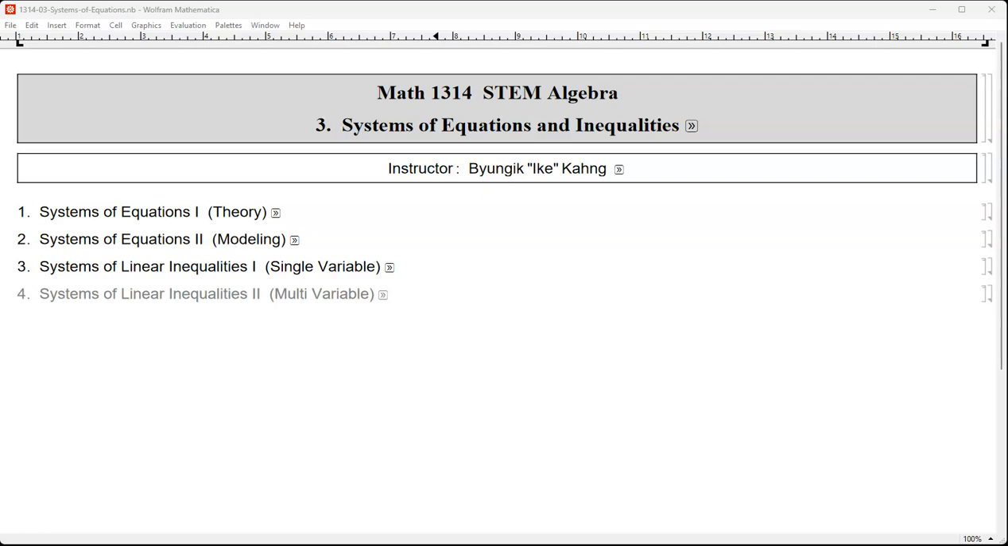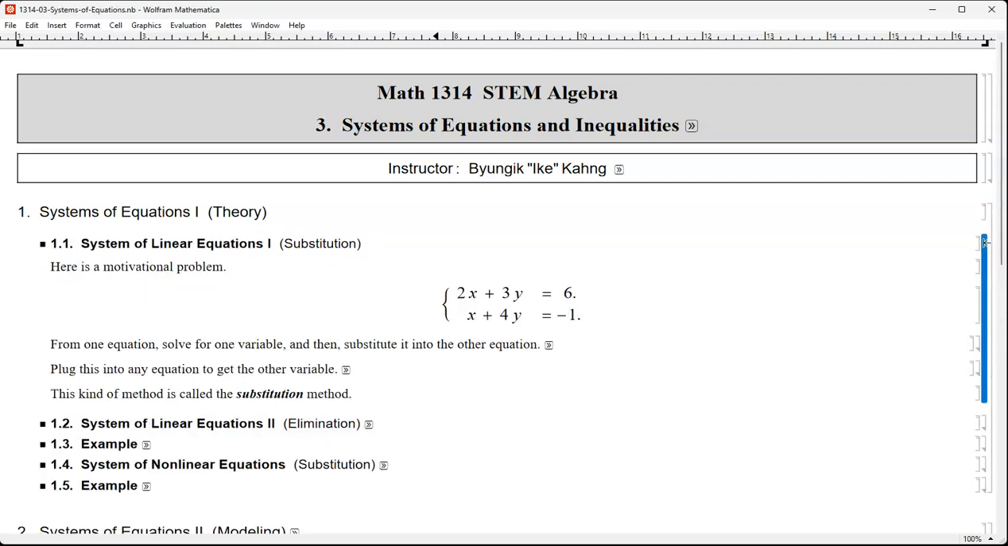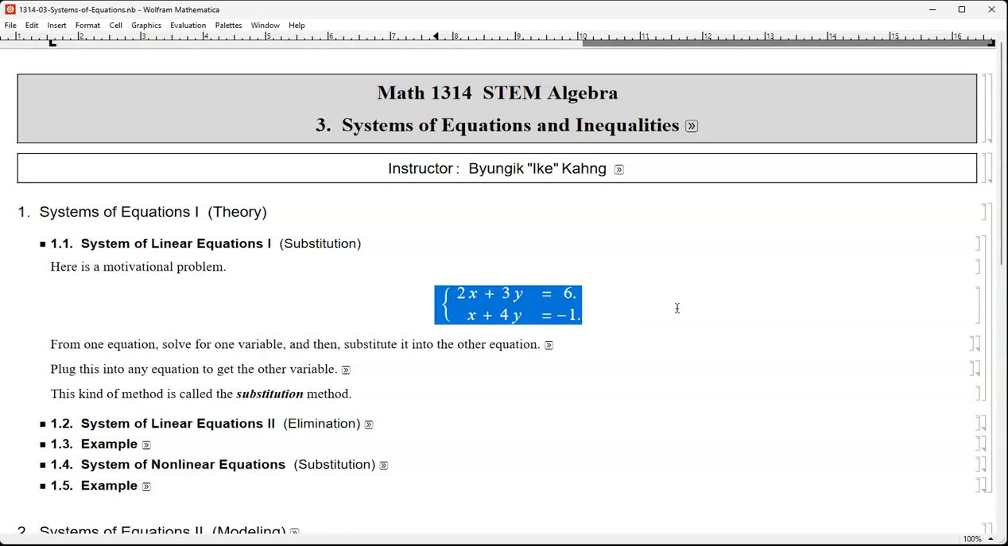Hello Math 13-14 students. Let's begin Lesson 3, Systems of Equations and Inequalities. Let's begin with the simplest types of systems, that is, systems of linear equations with two variables. Two equations, two variables, both are linear, just first degree, no second degree or higher or anything transcendental.